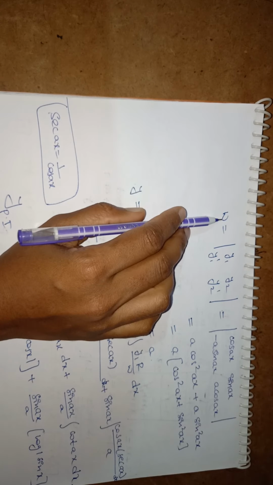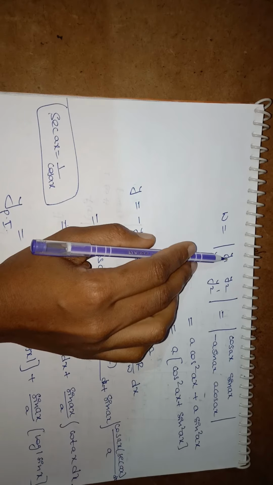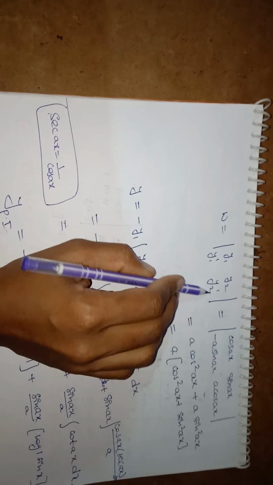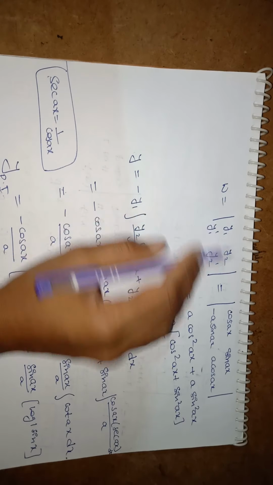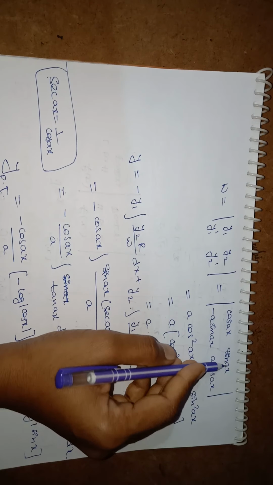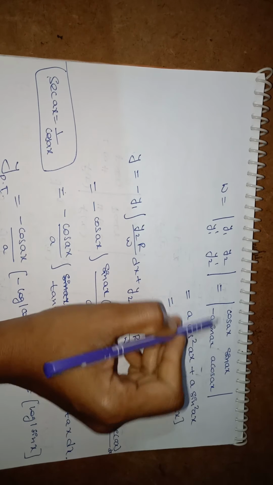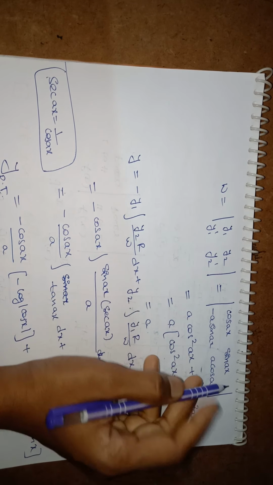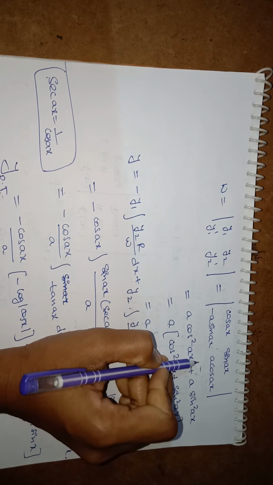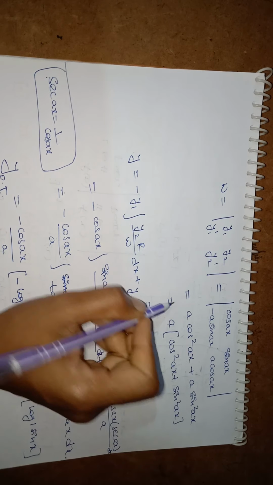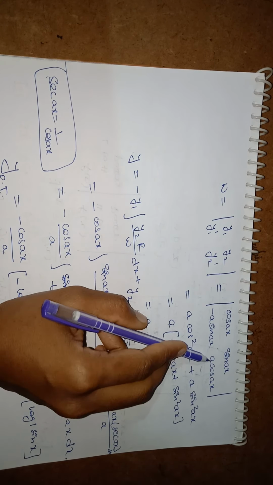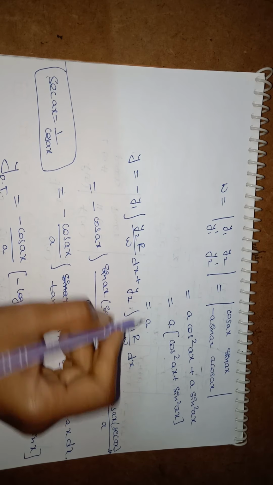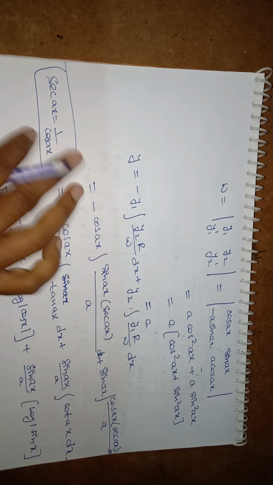Now using y1 and y2 you can find the Wronskian, where the Wronskian is equal to the determinant of y1 y2, y1 dash and y2 dash, where y1 is cos ax, y2 is sin ax. y1 dash, the differentiation of cos ax, is minus a into sin ax, and the differentiation of sin ax is a cos ax. Now you just find the determinant for this. The determinant is equal to a.